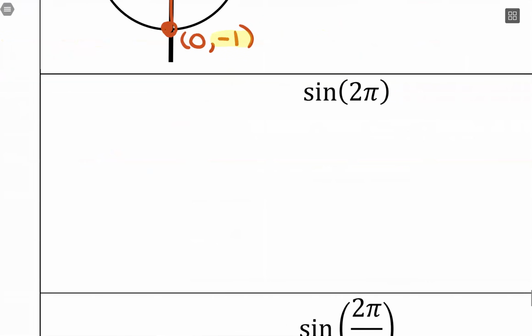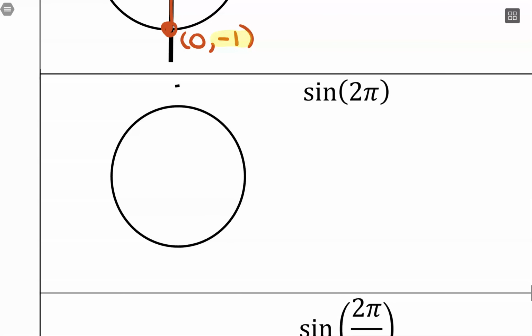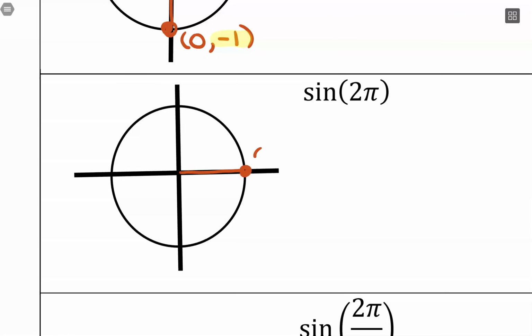All right, sine of 2 pi. So 2 pi is at the same location as 0. So that would be right here at the point (1, 0). And we're looking at sine, which is our y-coordinate. So that right there is equal to 0.